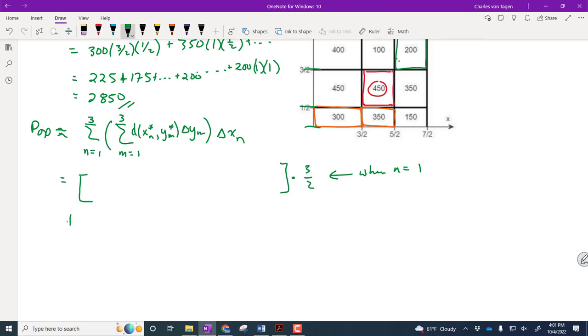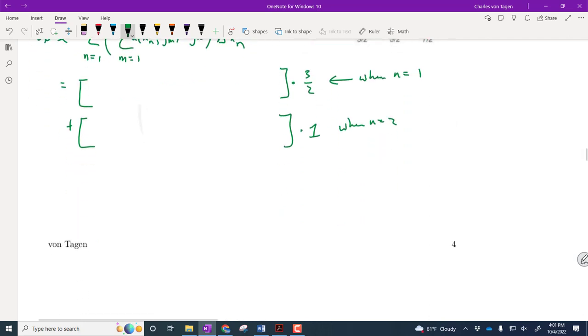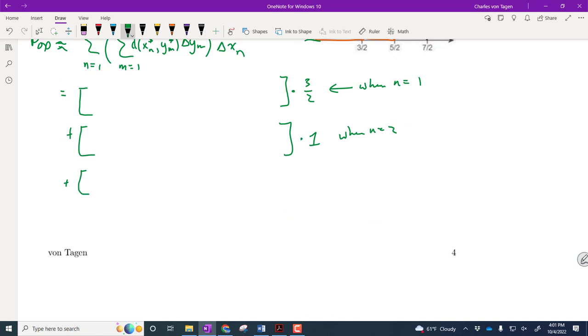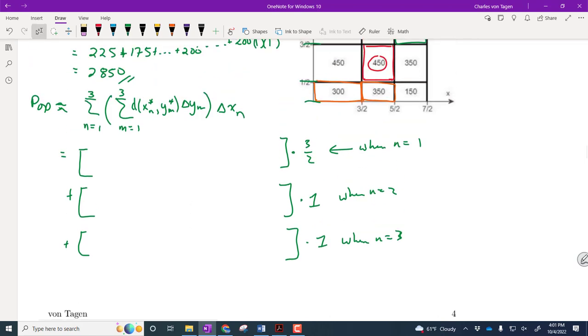And we'll add to that plus something times 1 when n equals 2, plus something times 1 again when n equals 3, because these are all the widths of each of these. The width of the first is 1.5 or 3/2. That width is 1. That width is 1. And then what am I going to do inside of there? I'm going to do this sum inside each one of those.